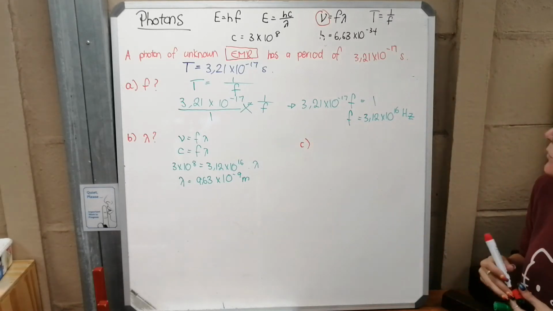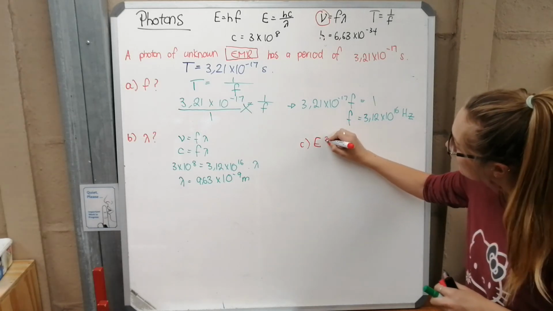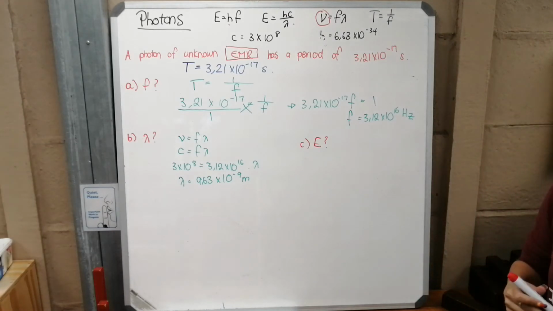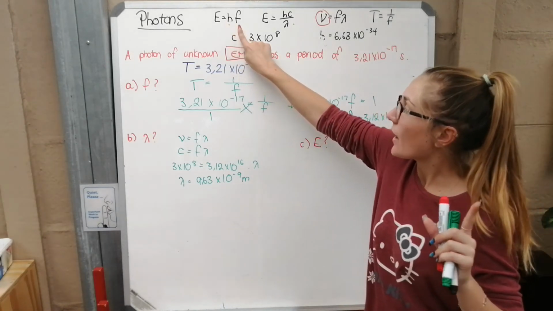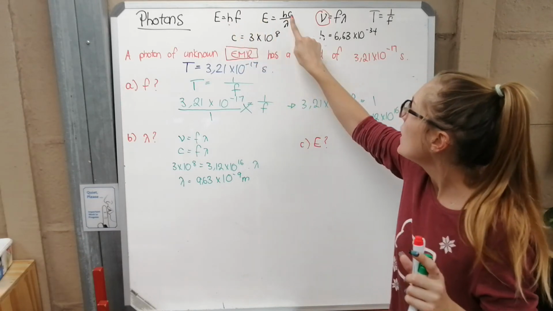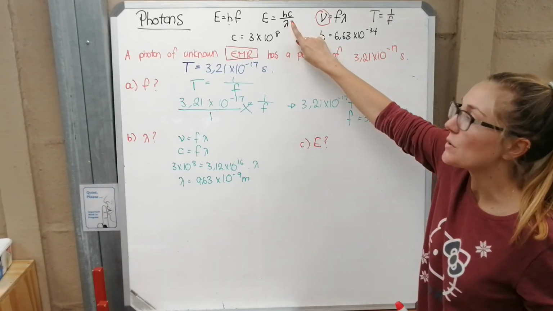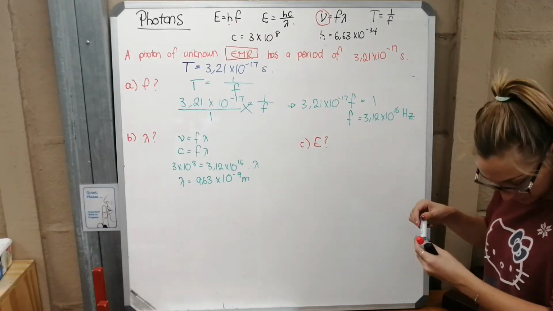Okay. Question C. What is the energy of the photon? Okay, so we want the energy, right? So we have to use either that formula or that formula, and we can actually use either, because here we know h and we know f, so we can use this formula. And here we know h, we know c, and we know lambda. We've just worked that out. So we can also use that one. But to me, that one looks a bit friendlier. So I'm going to go with that one.